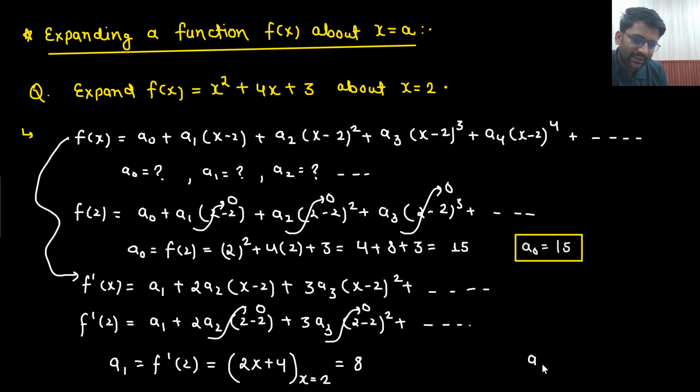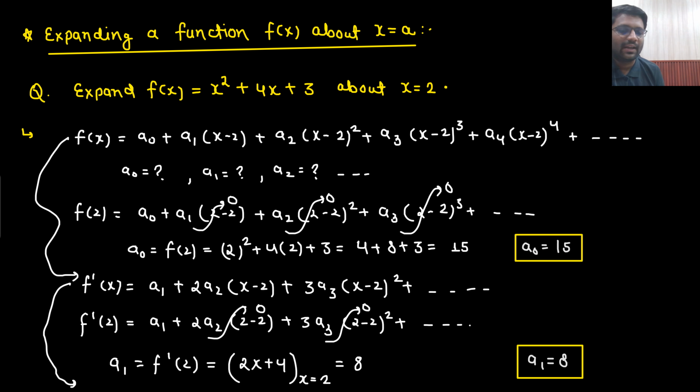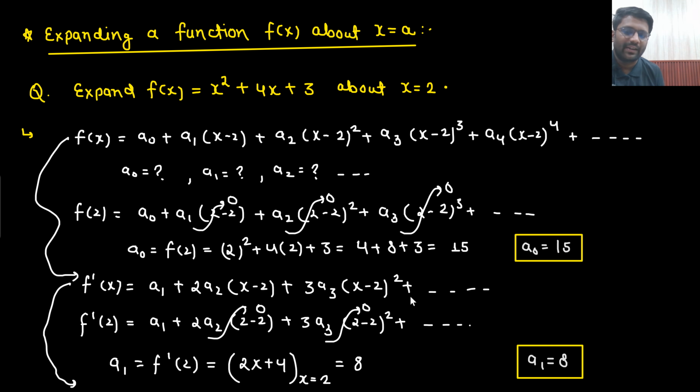So my a1 value is coming out to be 8. Similarly, try thinking, how will I get the value of a2? Next, my target is to get the value of a2. So what I would do is that I would differentiate f dash x now. That means I am double differentiating fx, or you can say I am differentiating f dash x now. So if I differentiate f dash x, I need to differentiate this function.